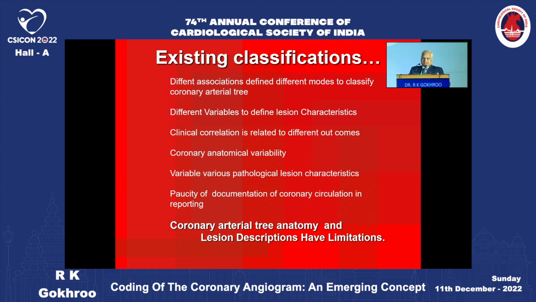societies. This includes different associations define different modes to classify coronary arterial tree. Different variables have been used to define lesion characteristics. Clinical correlation is related to different outcomes by different associations. Coronary anatomy itself is a variable. Variables, various pathological lesion characteristics. And there is a paucity of documentation of coronary circulation in reporting system.